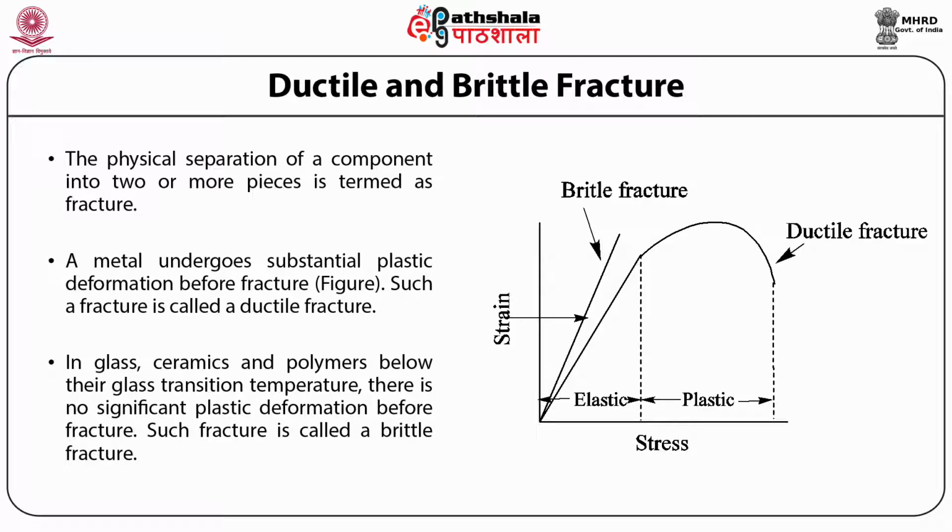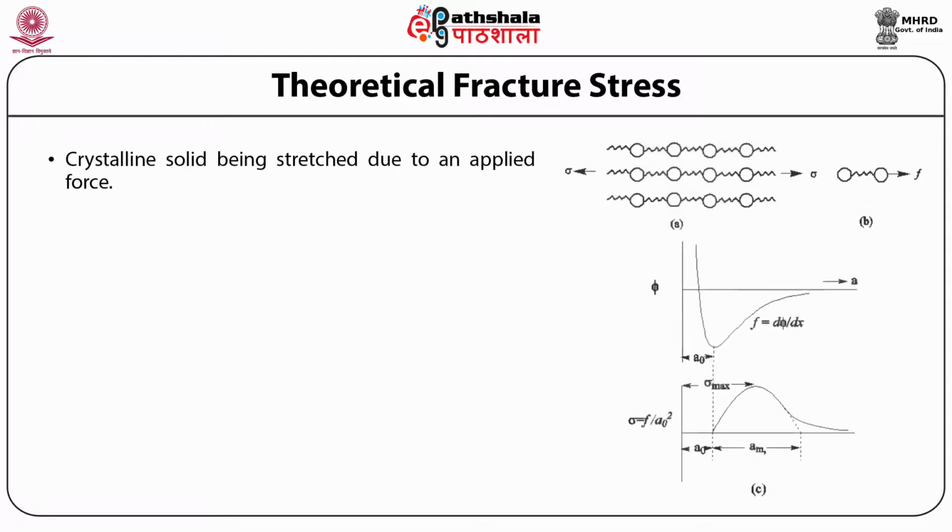In addition to glass, which is an amorphous material, brittle fracture can also take place in crystalline materials such as ionic solids, ceramics, BCC and HCP metals at low temperatures, and polymers below their glass transition temperature. Theoretical fracture strength. Assuming that brittle fracture occurs by the rupture of atomic bonds, an estimate of the stress required for brittle fracture can be obtained.